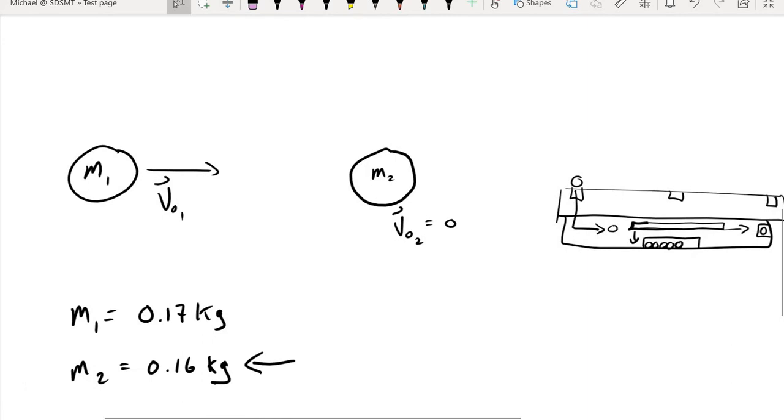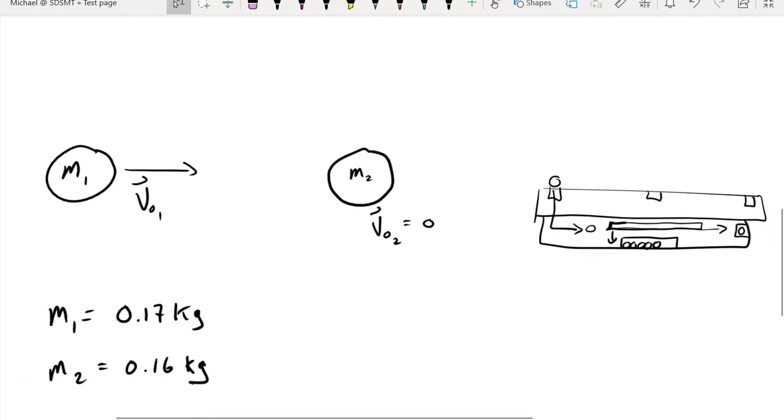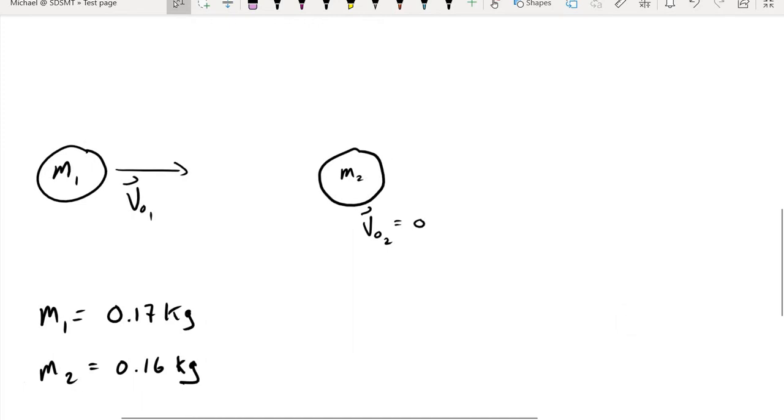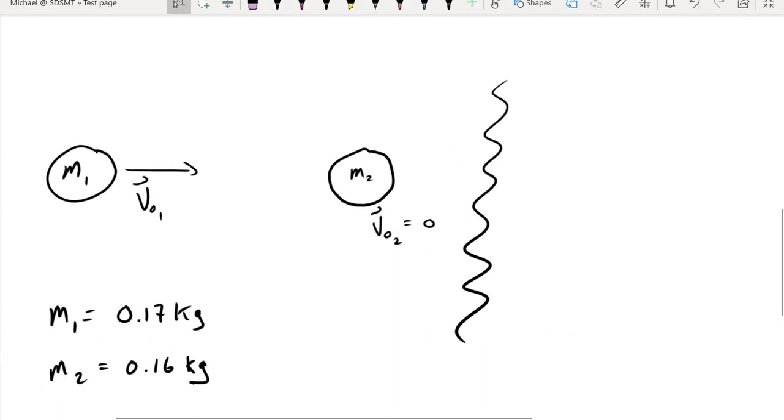So that's another good thing about this example, is that given that the cue ball is not the same mass as the other ball on the table, we're not going to have a perfect transfer of momentum. In other words, the final velocity of the second ball is not going to equal the initial velocity of the cue ball.